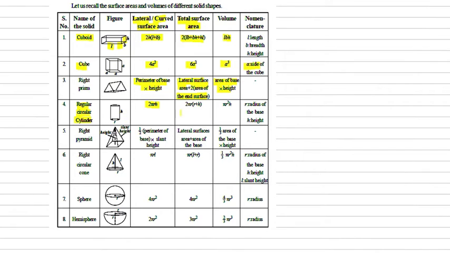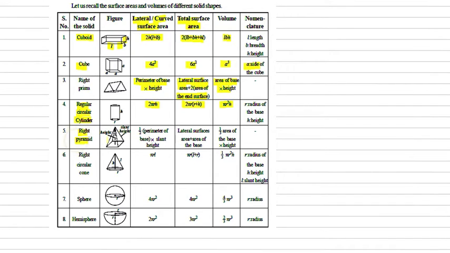Regular circular cylinder, to find the lateral or curved surface area, we are using the formula 2 into pi into r into h. To find the total surface area, we are using the formula 2 pi r into r plus h. To find the volume, we are using the formula pi r squared h. h indicates height and r stands for radius.